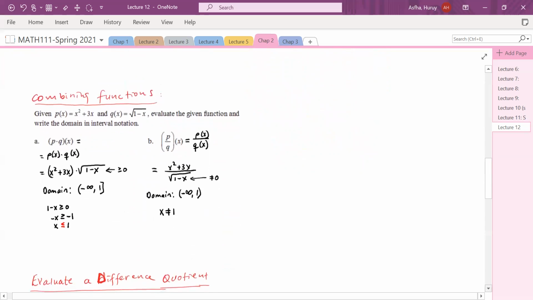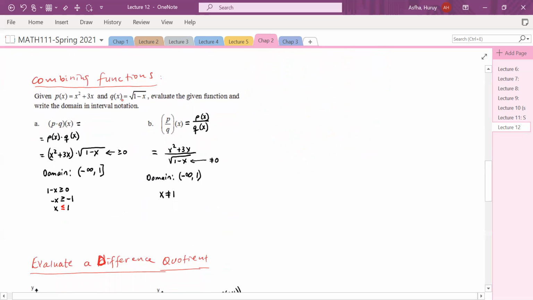All right. Now, another thing is when we have functions like this, and now here we will see how to find the domain for the combination of two functions. So let's consider these two functions now.